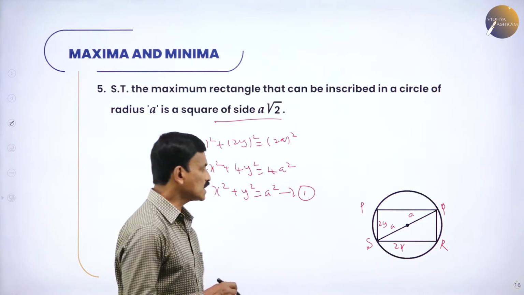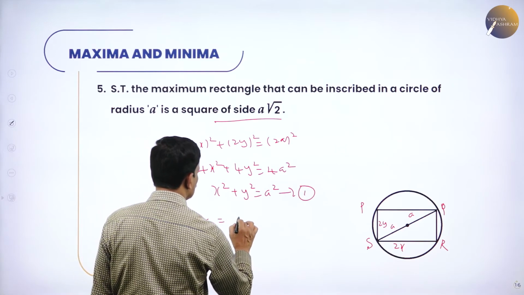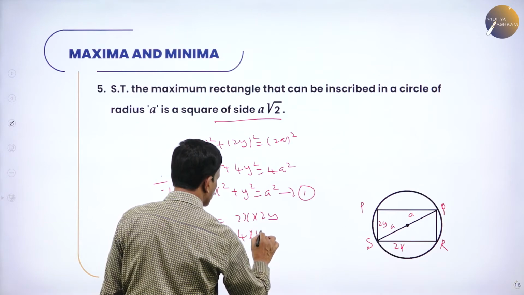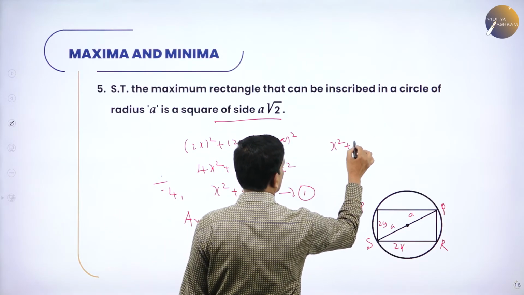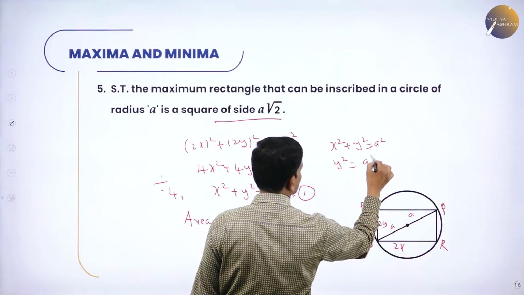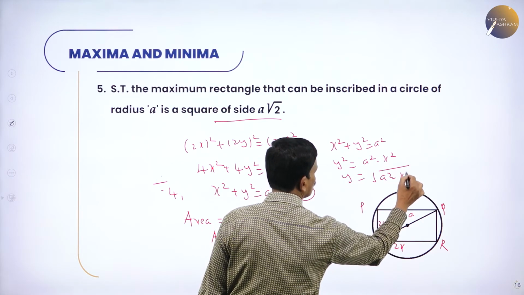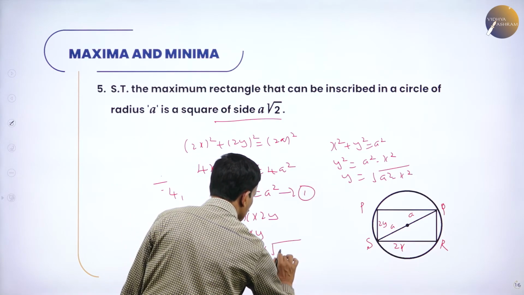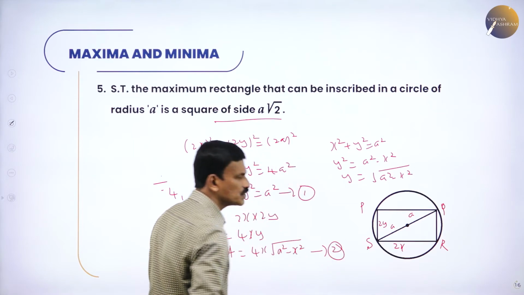Now, let A be the area. Therefore the area is equal to 2x into 2y, length into breadth, that is 4xy. From x² + y² = a², you can take y² = a² − x², or y = √(a² − x²). So therefore, A = 4x√(a² − x²). Let us represent this as equation number 2.